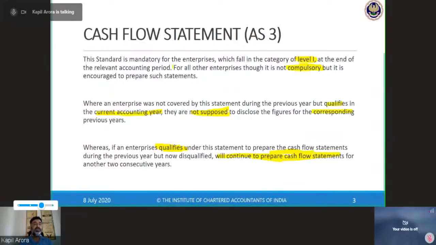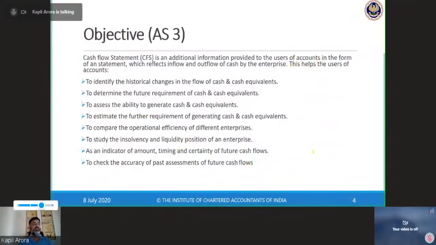They are still going to prepare cash flows for another 2 consecutive years, right? It means they still have to follow the rule, and we have to assess whether these companies will remain in the small and medium companies definition for longer time, or how it is going to happen. For that purpose, we are not giving them relaxation. We are just asking them to keep preparing the cash flow statement, right? That is about which companies are required, which companies are not required.